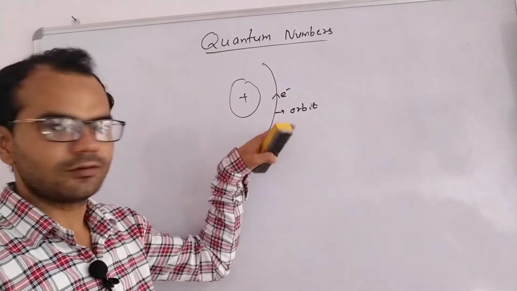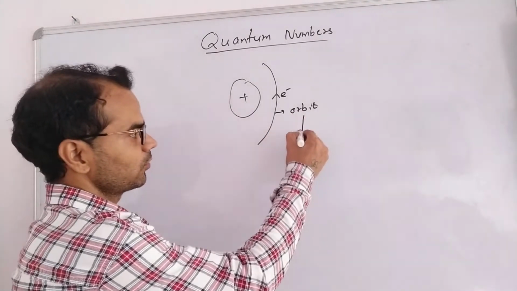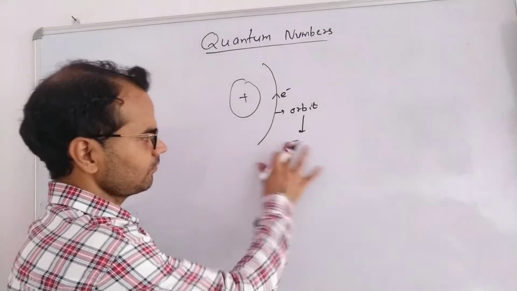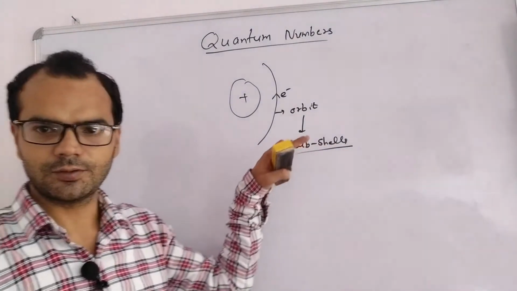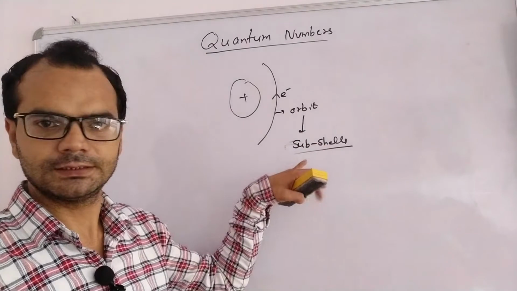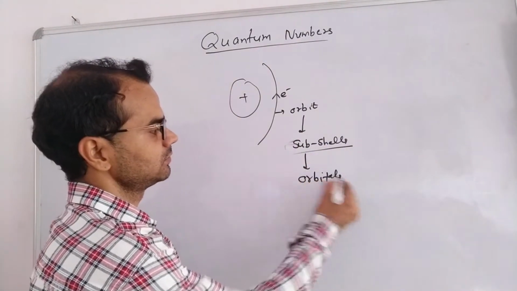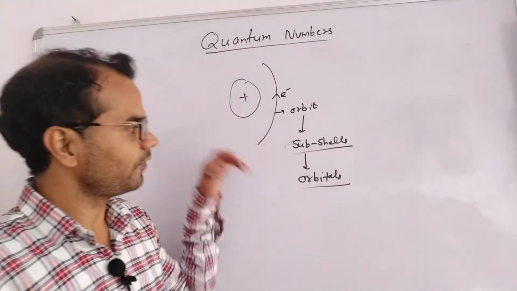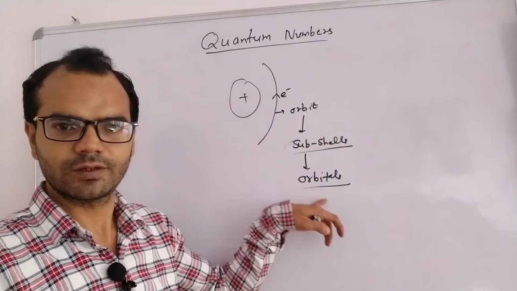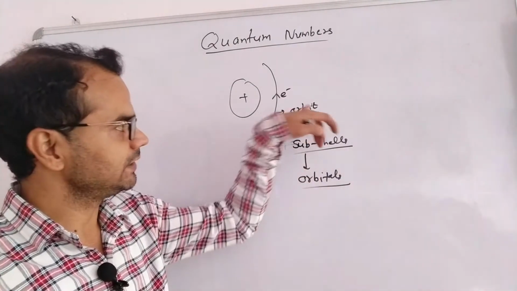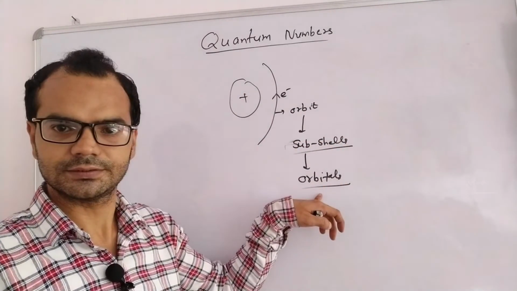But when the quantum model of the atom came into existence, we later found that each orbit contains subshells, and each subshell has orbitals. So finally, electrons are present in orbitals. They are spinning in orbitals. Each orbit or shell has subshells, and each subshell has orbitals.